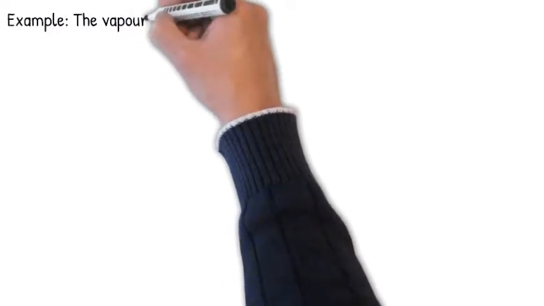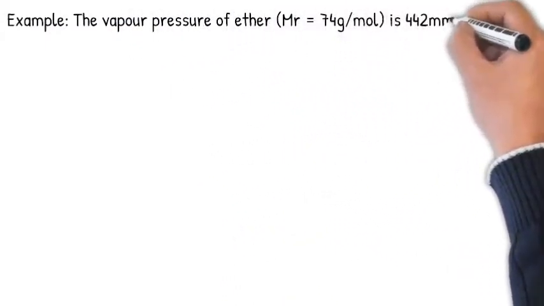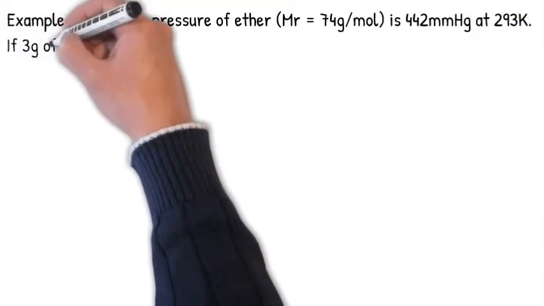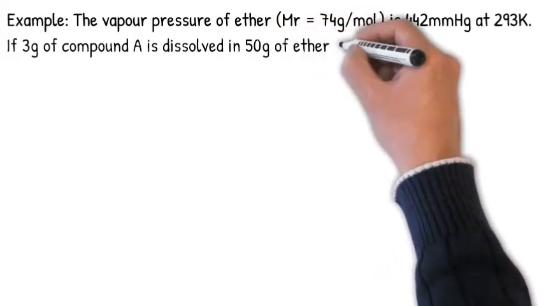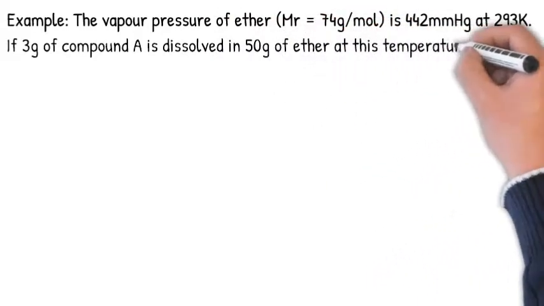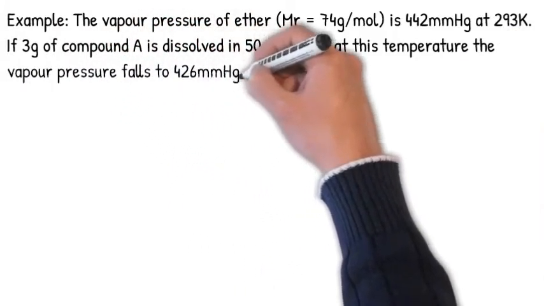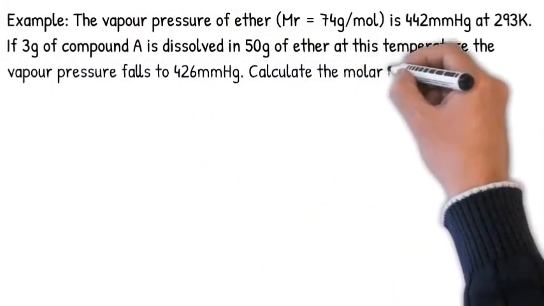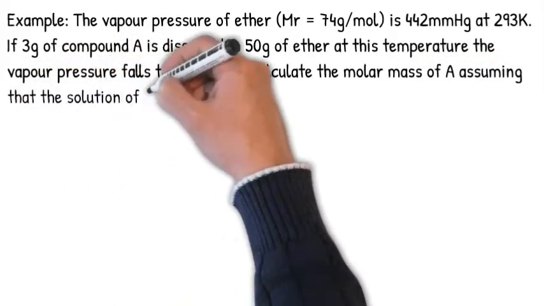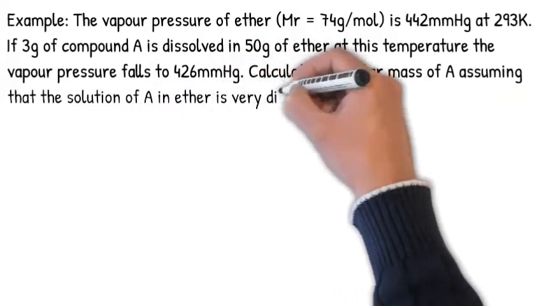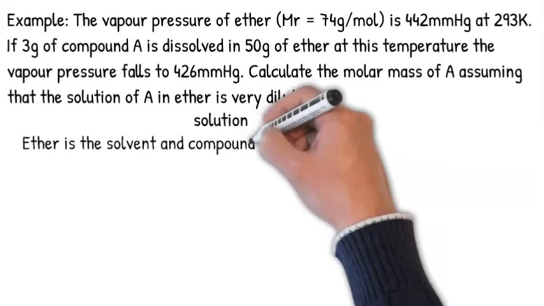Example: the vapor pressure of ether, molar mass equals 74 gram per mole, is 442 mm of mercury at 293 Kelvin. If 3 gram of compound A is dissolved in 50 gram of ether at this temperature, the vapor pressure falls to 426 mm of mercury. Calculate the molar mass of A, assuming that the solution of A in ether is a very dilute solution. Ether is the solvent and compound A is the solute.